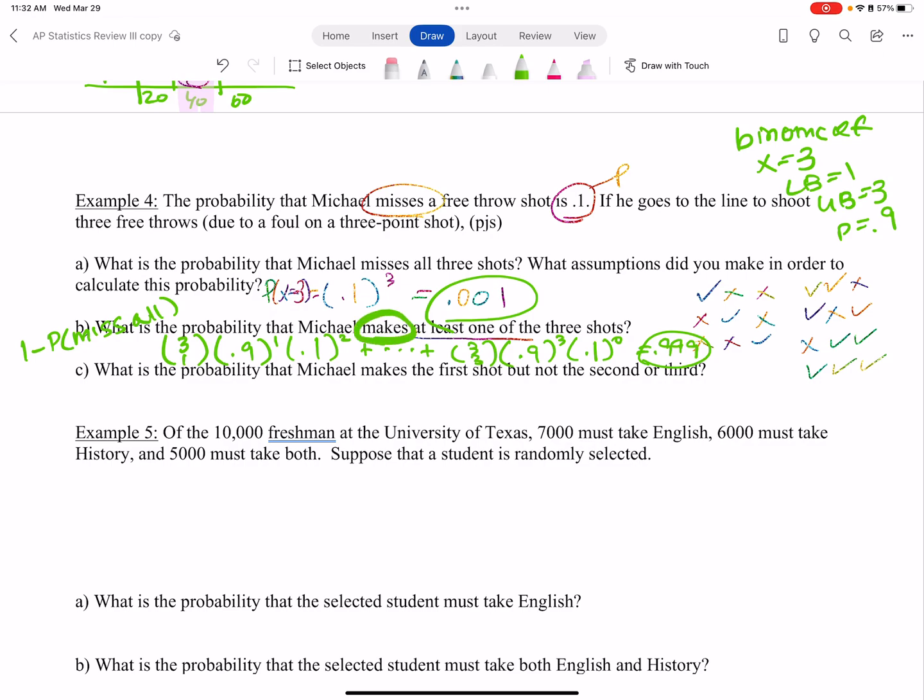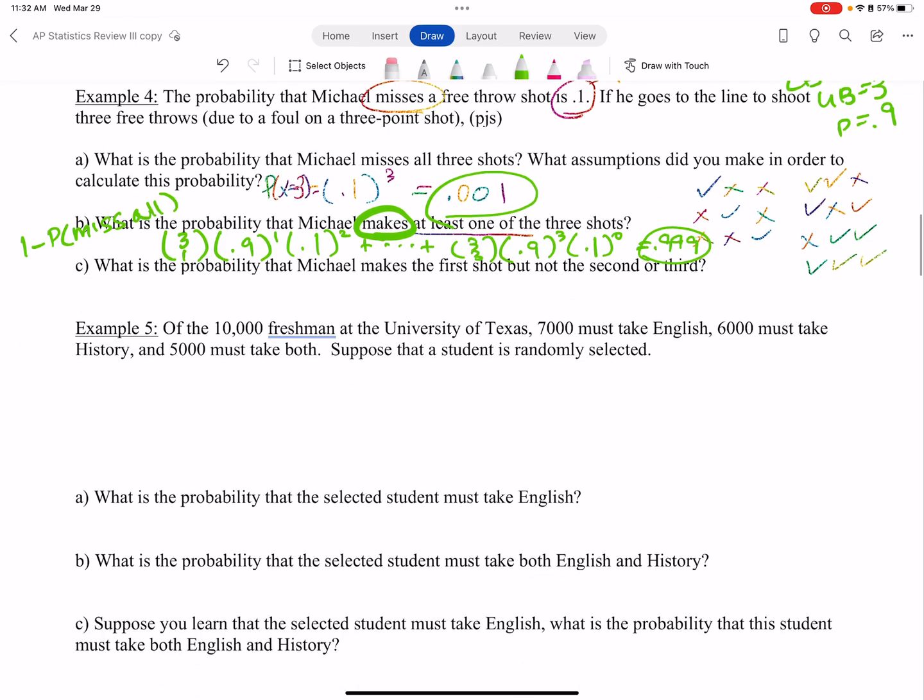The 0.1 was missing. C says, what's the probability that Michael makes the first shot, but not the second or the third? So that's making the first, missing. That's just simple, straightforward probability, which is 0.9, and then 0.1, which is just going to be 0.009.